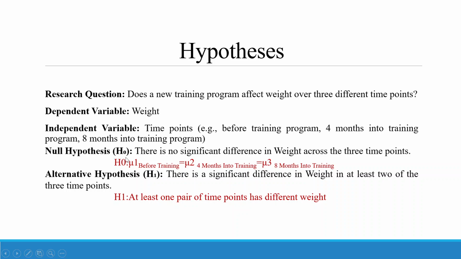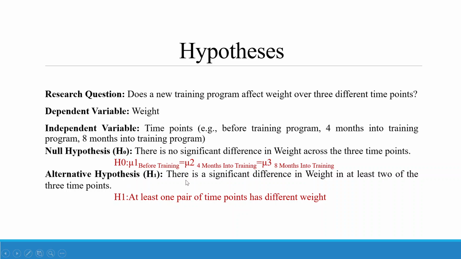The null hypothesis H0 is there is no significant difference in weight across the 3 time points. H0, we can write in this format also, mu1, that is the mean weight at time T1, before training, the baseline, is equal to mu2 after the completion of 4 months, mu2 after the completion of 4 months equal to mu3 after the completion of 8 months. So we want to say that the weights are equal and there is no effect of the training program.